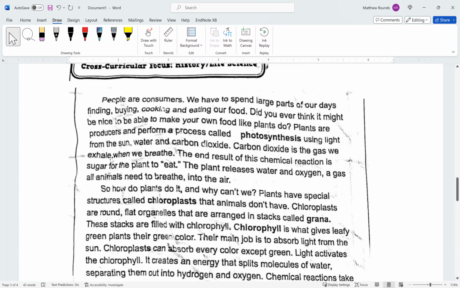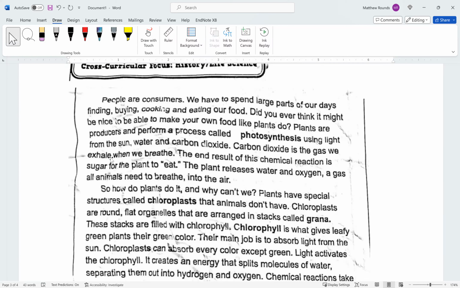Just the first paragraph, please. People are consumers. We have to spend large parts of our days finding, buying, cooking, and eating our food. Did you ever think it might be nice to be able to make your own food like plants do? Plants are producers and perform a process called photosynthesis using light from the sun and carbon dioxide. If carbon dioxide is the gas we exhale when we breathe, the end result of this chemical reaction is sugar for the plant to eat. The plant releases water and oxygen, a gas all animals need to breathe, into the air.